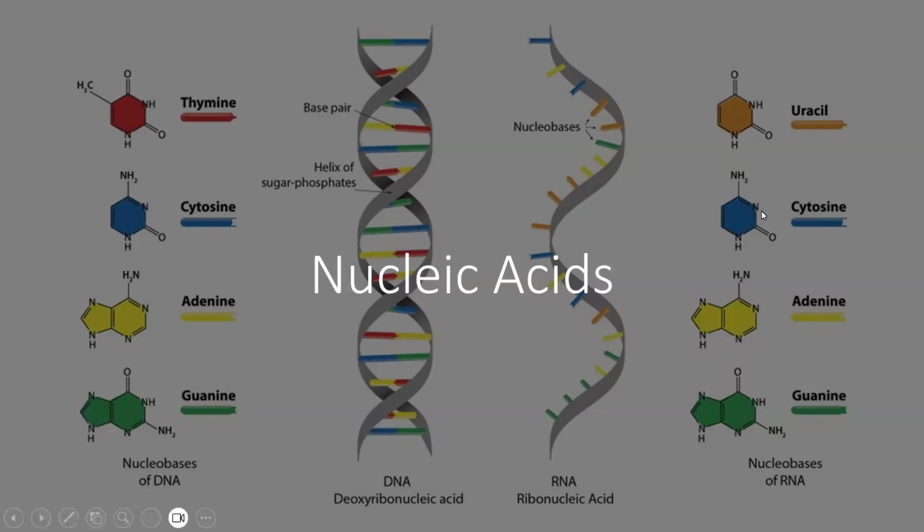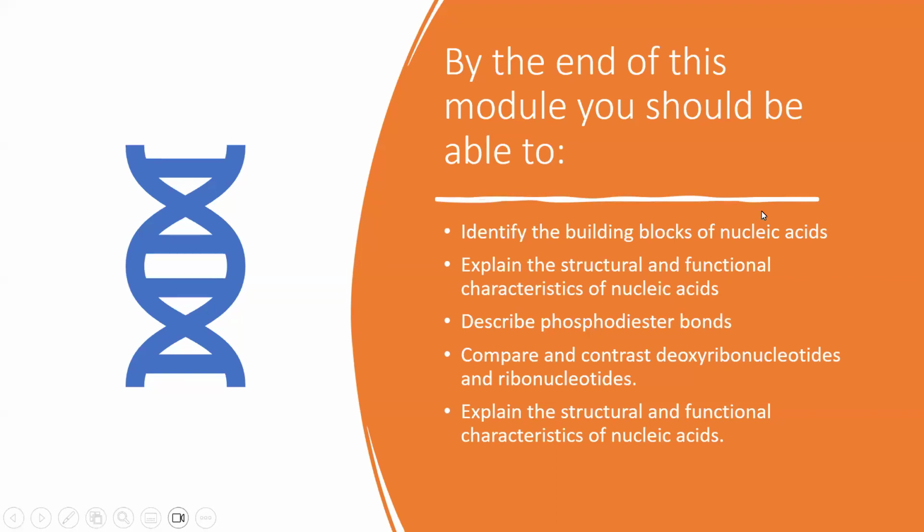So for this section, by the end of it, you should be able to identify the building blocks of nucleic acids, explain the structural and functional characteristics of nucleic acids, describe the phosphodiester bond, compare and contrast deoxyribonucleotides and ribonucleotides, and explain the structural and functional characteristics of nucleic acids.